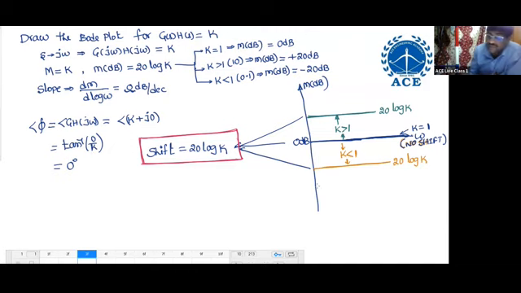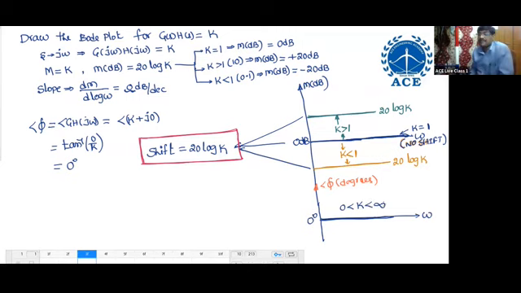That means the phase plot is, this is phi. By default it is in degrees, no need to write it for each and everything. So this is omega. This is 0 degrees. So for all the values of K greater than 0 and less than infinity, the phase plot is 0 only.